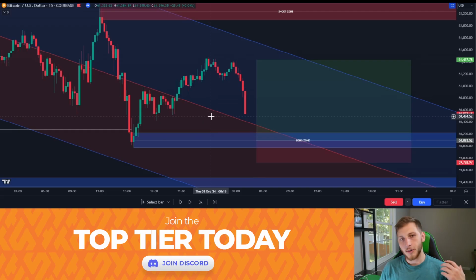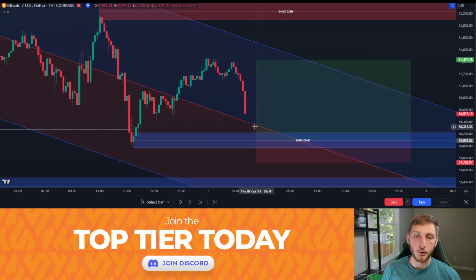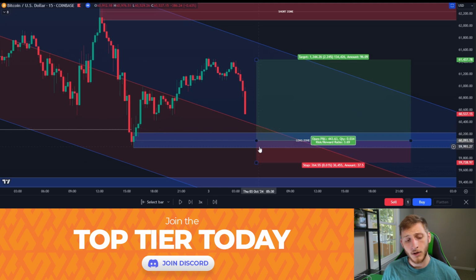So in this example, we are on the Bitcoin 15-minute chart, and we're going to use this large long zone as an opportunity to take a long position. Now, you could place your entry here at the top of the long zone if you really want to get yourself entered into the trade. You could place your entry here at the bottom of the long zone if you want to be a bit more conservative with your approach. But for this example, we're just going to place it right in the middle.